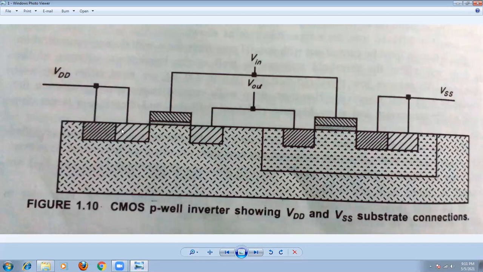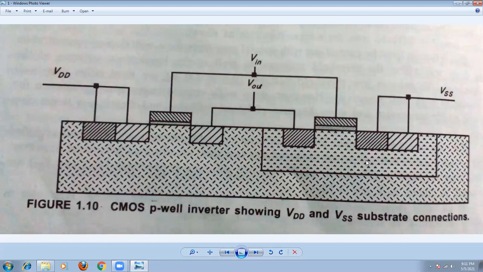Now just see here, this is the hashing of the P-channel and this is the hashing of the N-channel. The separation within the two hashings is very small, and the separation between the two hashings will be very high. This is the P-type material, this is the N-type material. This P-type material is used like a drain, and this is used like a source terminal.